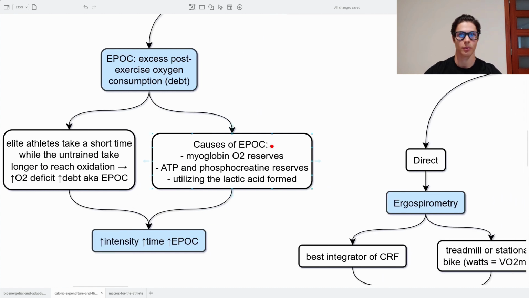What are the causes of EPOC? Why do we still consume oxygen after we stop training? Well, because we have myoglobin oxygen reserves in the muscle, so we have to restore them. There are also ATP and phosphocreatine reserves; we have to recreate the phosphocreatine. And there is also the lactic acid formed, and we have to utilize it some way. So these are a few things that we must do to get back to normal, and to do that, we use oxygen. That's why we have an excess post-exercise oxygen consumption. At high intensity and longer duration of exercise, we have a higher EPOC.